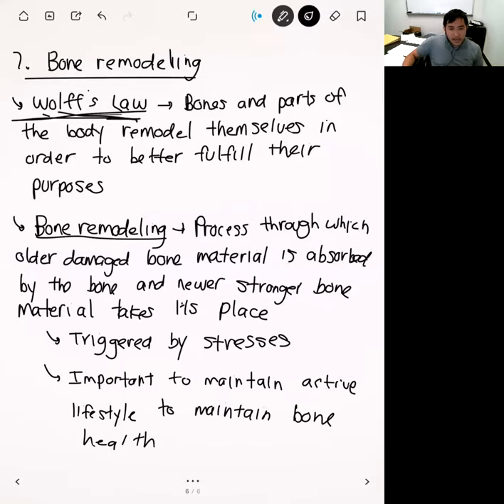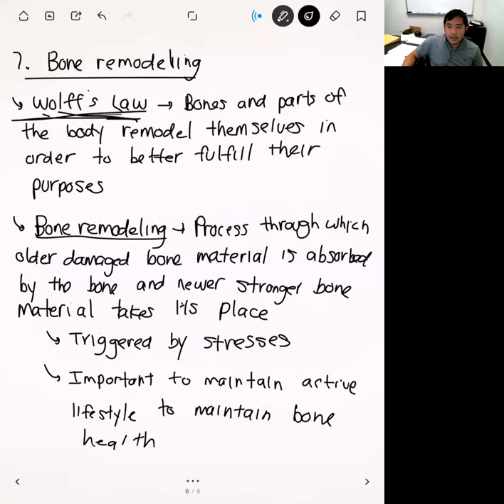In the absence of any loads at all, your bones will actually start to atrophy. Atrophy is a process through which your bone starts to lose mechanical strength because this remodeling isn't triggered. The older and damaged bone cells will be absorbed by your body, but they won't be replaced by new cells because your body feels like it doesn't need them. We talked about a very interesting instance of when astronauts go to space and they suddenly don't feel the force of gravity on their body anymore. This can lead them to have a lot of bone degeneration.